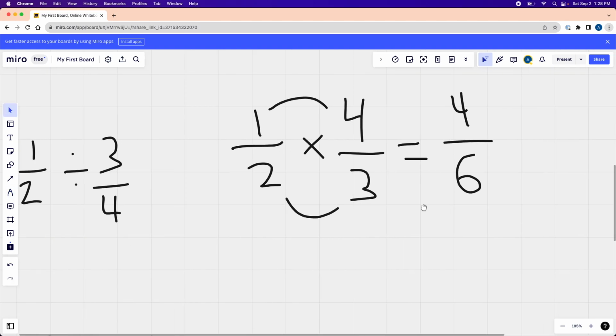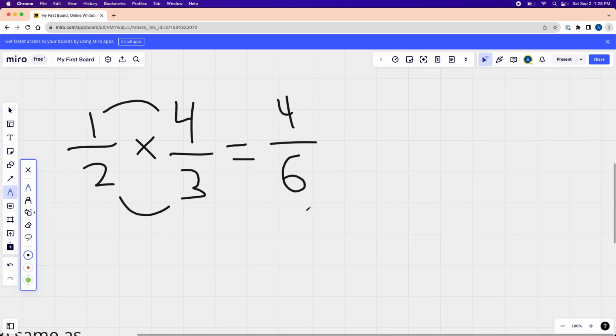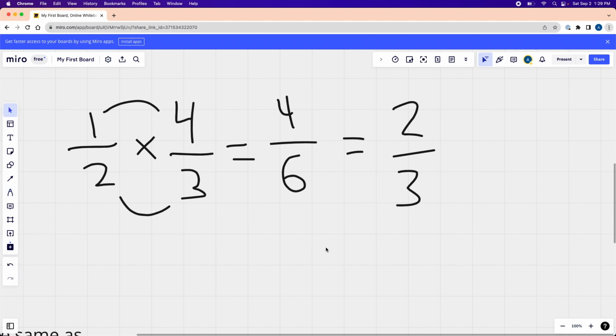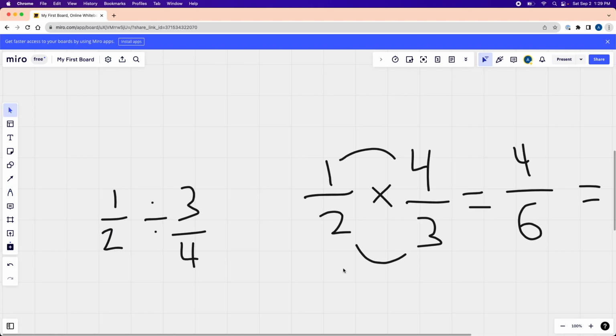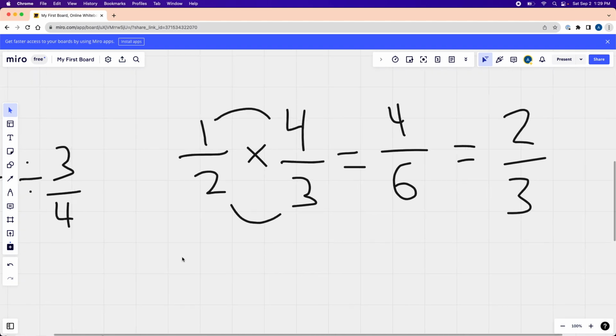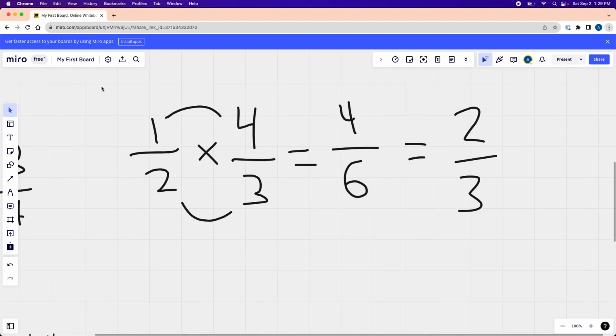Let's move over to the side a little bit here. And hopefully we should see that we could actually simplify this a little bit, because 2 could go into both the numerator and the denominator. So we divide by 2 on the top and bottom, and that will give us 2/3. All right, so our original equation of 1/2 divided by 3/4 is the same thing as 1/2 times 4/3, which would give us 4/6, which simplifies down to 2/3.